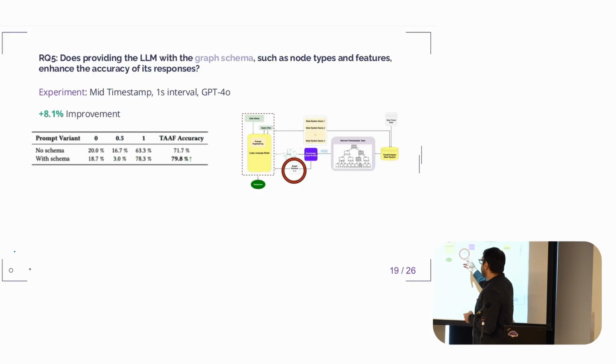We wanted to know whether the LLM is actually using it or not. So what we did was an experiment on 1 second of data with GPT-4, once with this schema and once without this schema, and we saw an 8% improvement. So we saw that it's actually using it, so we keep that in our approach.